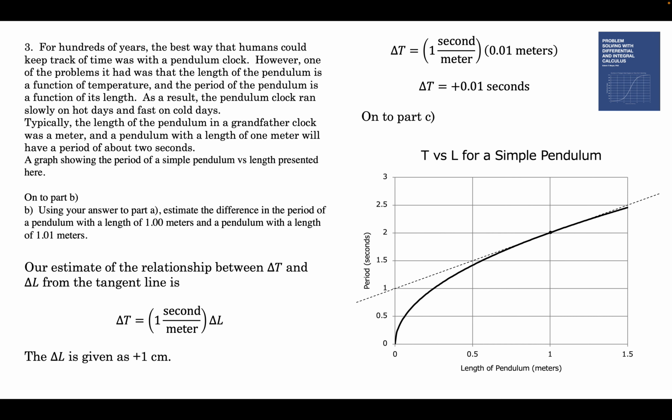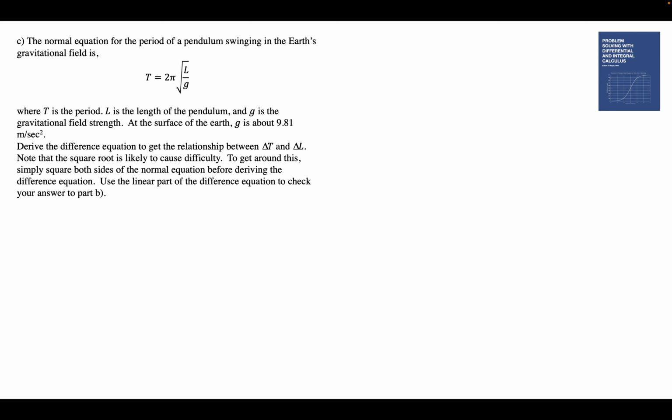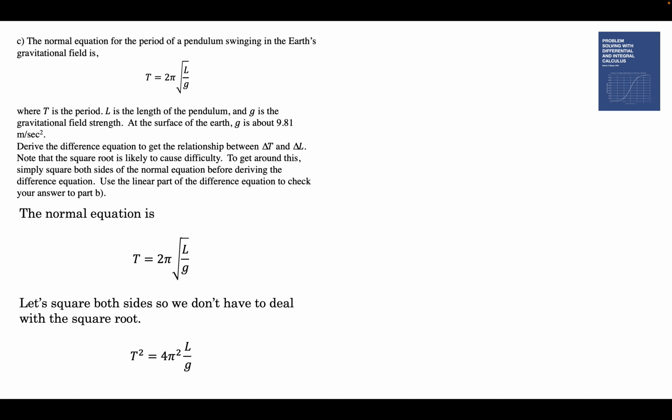On to part C. We have to get the difference equation from the normal equation. There's a square root in there, and square roots make things hard, so all we do is square both sides. So square both sides, we get T squared equals 4 pi squared L over g. Now we can see how L changes with T. We just plug in T plus delta T for the time and L plus delta L for the length. Everything else is constant.